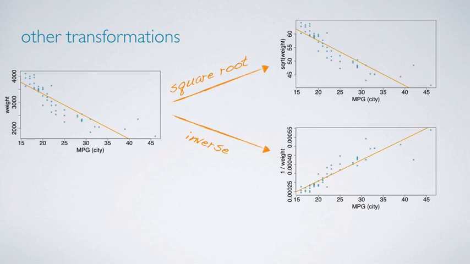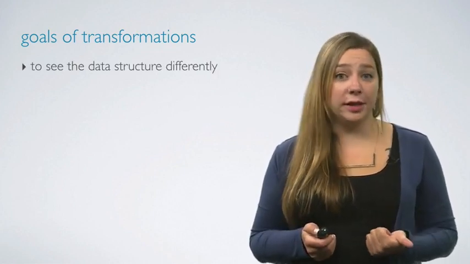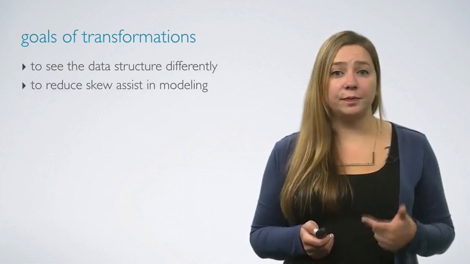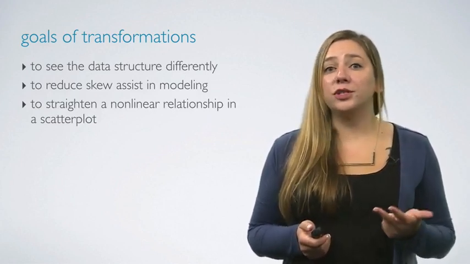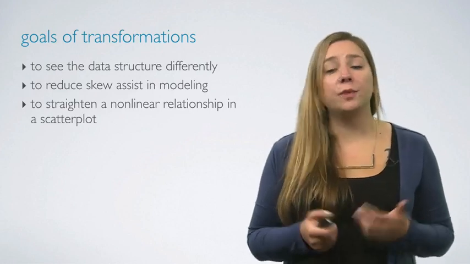After all, log of income or the square root of weight are not easy to evaluate. While we can come up with some guidelines for which transformation is useful, instead of focusing on a list of rules, it's important to understand why we might even want to apply a transformation in the first place. So let's review once again the common goals in transforming data. We might want to see the data structure a little differently. We might want to reduce skew to assist in modeling. Or we might want to straighten a nonlinear relationship in a scatter plot so that we can model the relationship with simpler methods.